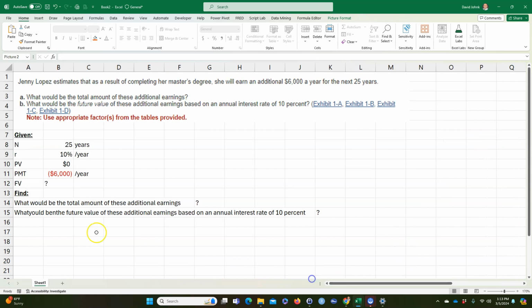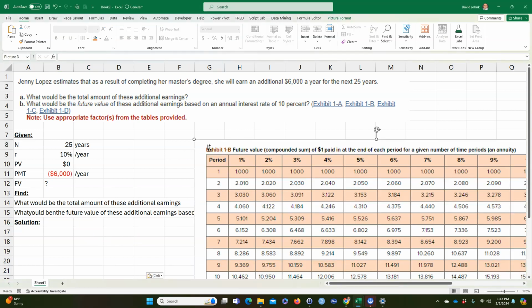There's a lot of different ways to calculate this. One way you could do it is an old school way, and I don't really recommend it, but you still see it in some textbooks and some places. They use something called a factor table. And I'm going to take this factor table and just put it in here so you can look at it.